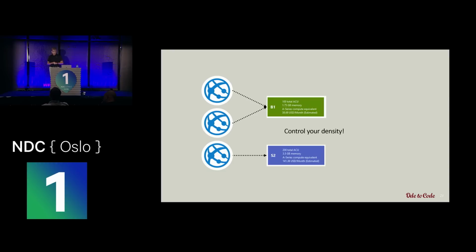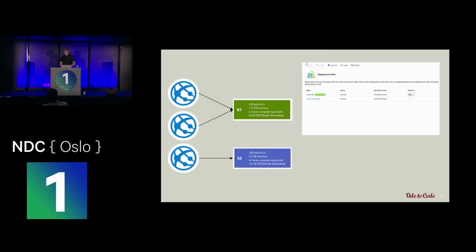But this, we call that the density. How dense do you pack your applications onto your app service plans? How many of your services and applications can you put on a single machine before it cripples it, basically? And those are things you just have to figure out through load testing and so forth, obviously.